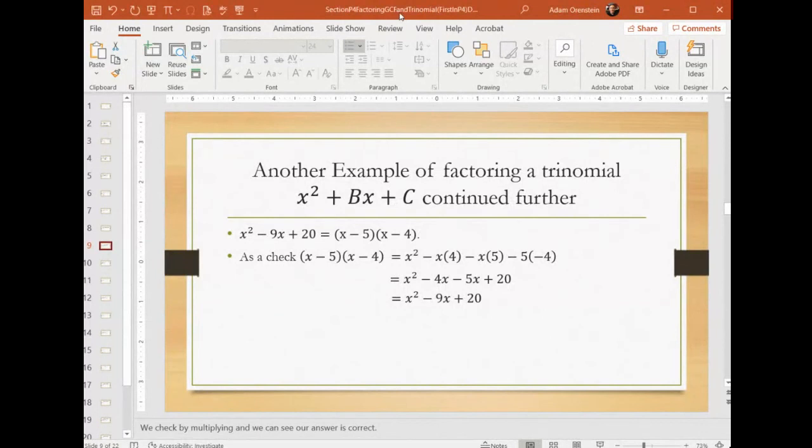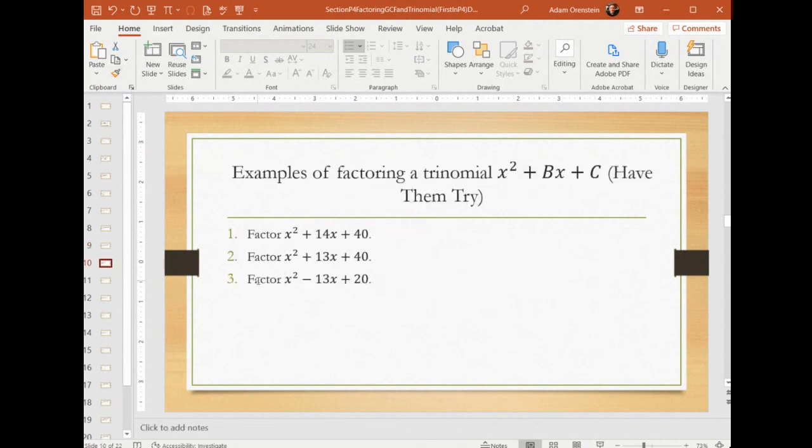Let me let you try some on your own now. For this one, we have these three. Again, you're going to factor the same way. For each one, you're going to find two numbers whose product is the constant term, the third term, and whose sum is the coefficient of x. That's for each of these.